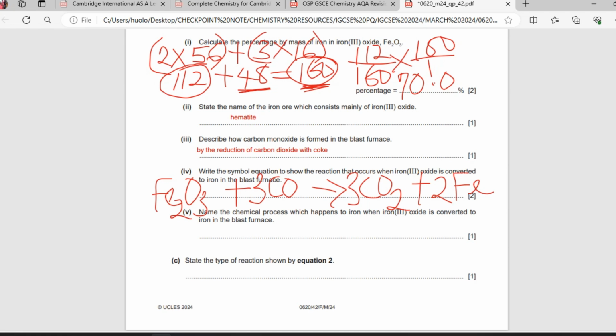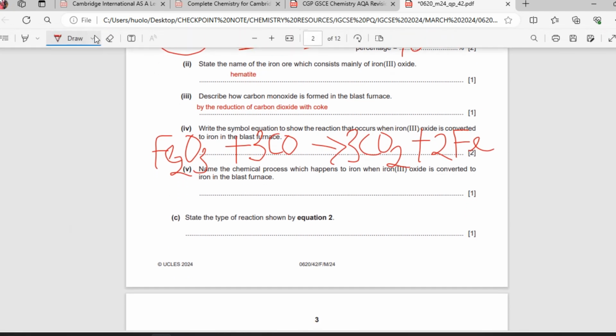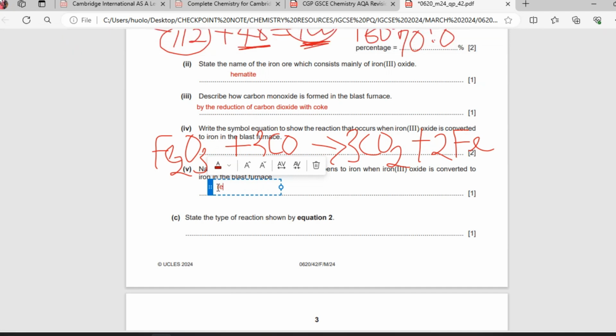Now name the chemical process which happens to iron when... okay, so that's what we've mentioned before now, that the entire process is reduction. Okay, you know that iron is extracted by a reduction process with coke or carbon monoxide. So what you are writing here is just reduction. So the process is just reduction.